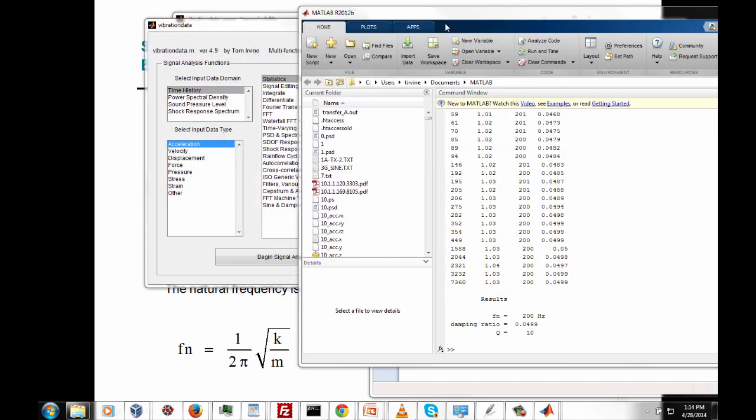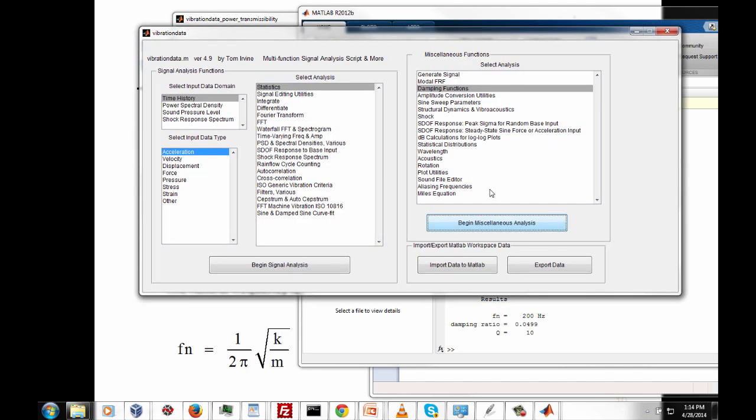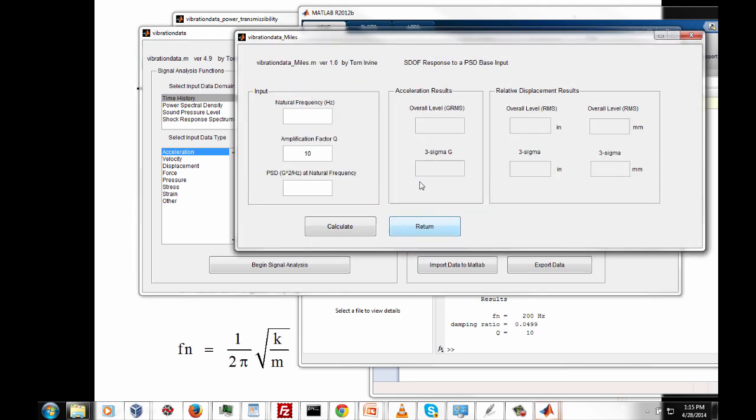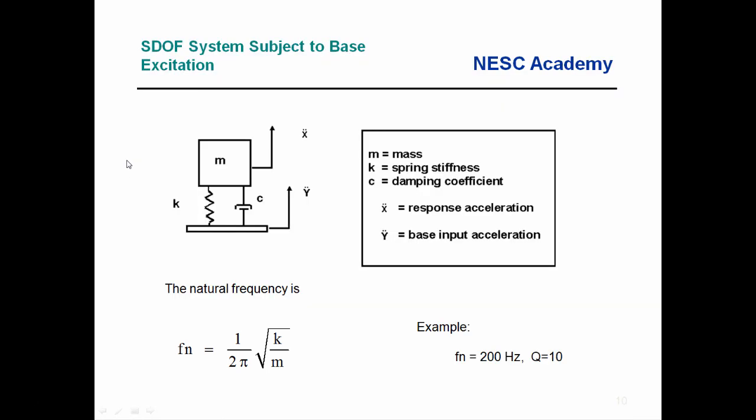Another thing that we can do is, do you remember Miles' equation? I think we covered that last time. If we begin miscellaneous analysis on Miles, and what was our natural frequency? It was 200 hertz for our spring mass system. Now again, the Miles equation calculates the response of a single degree of freedom system to base input PSD. But it assumes that the PSD is flat from 0 to infinity hertz.